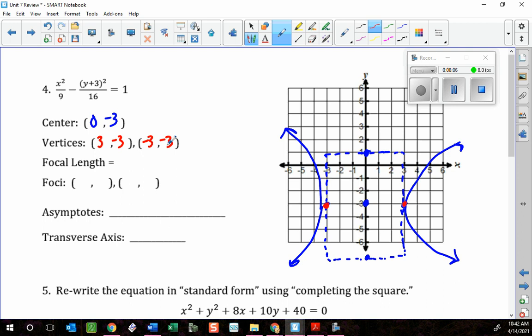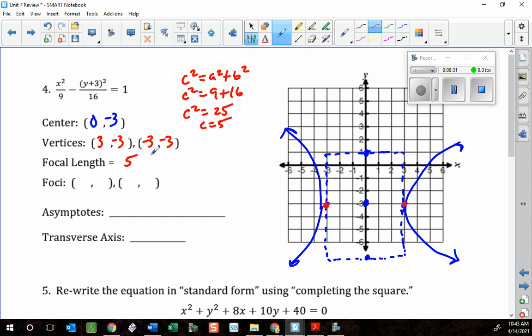All right, the focal length with hyperbolas is very simple. You get c squared equals a squared plus b squared. So this time it really doesn't matter which is a and b. You can add them together. So c squared equals 9 plus 16. 9 and 16 are already squared. 9 is 3 squared, 16 is 4 squared. So I get c squared equals 25. So c must be 5.